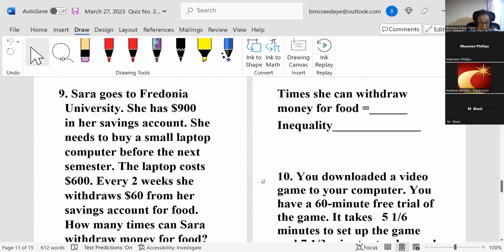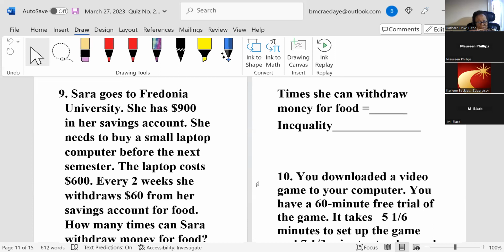Oh, here's the word problem. Now you both got the number of times you can withdraw money for food. You both had that one correct. You said 5 times. Maureen said 5, and Mercedes, you said 5. But you didn't write the inequality. Yeah, I tried to put it in words. I wrote it in my book, but I didn't write it here. I wrote equal to 300.